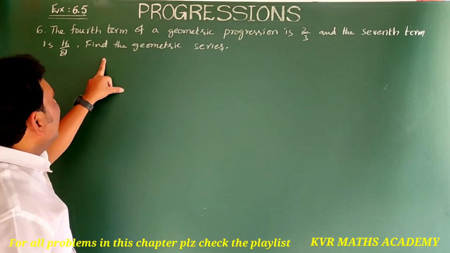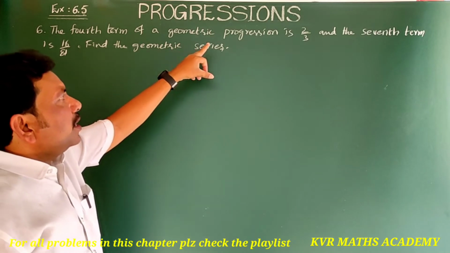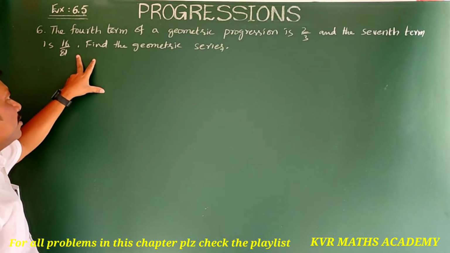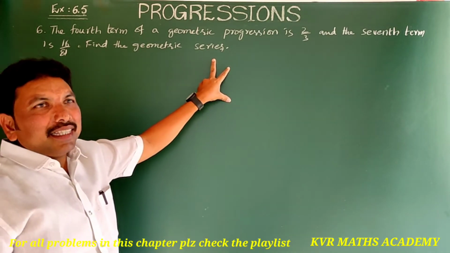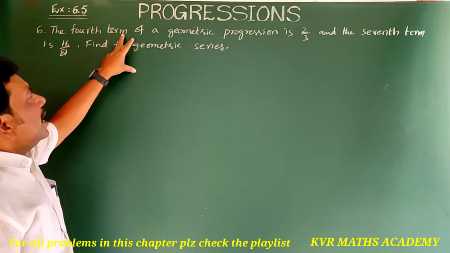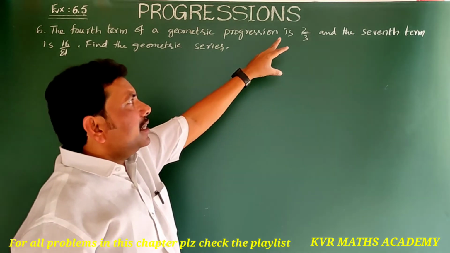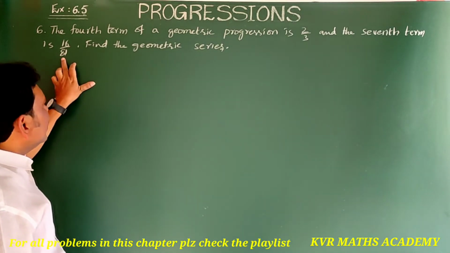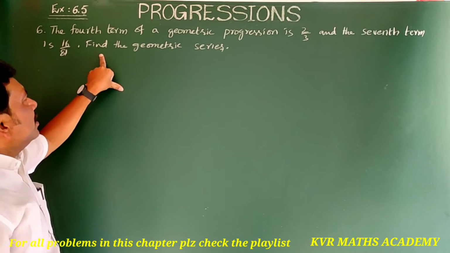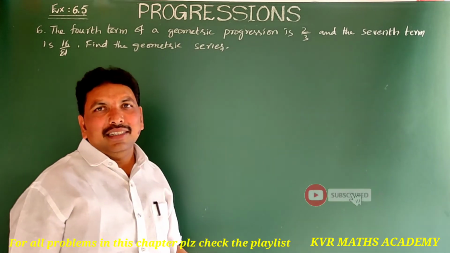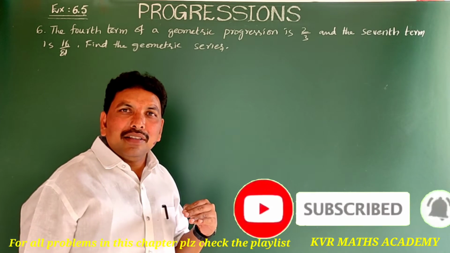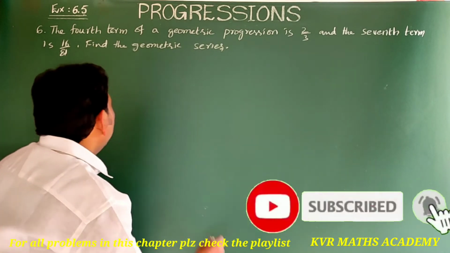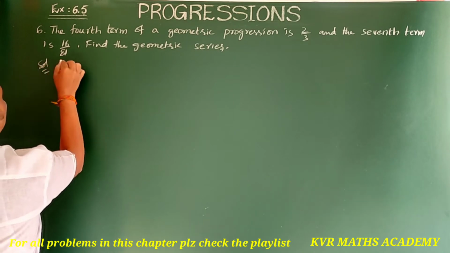Next, the sixth question. The fourth term of a geometric progression is 2 by 3 and the seventh term is 16 by 81. Find the geometric series. So we should find the terms of the series. Solution.